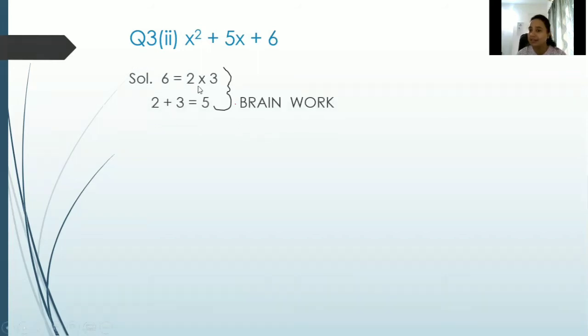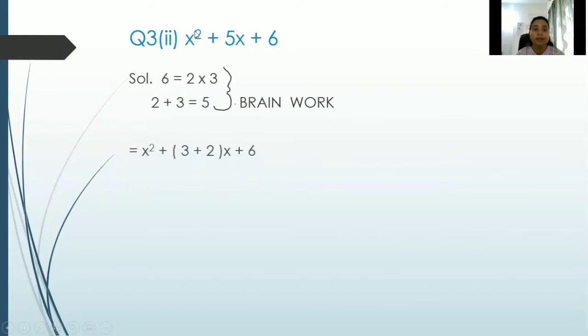6 can be easily written as 2 multiplied by 3. And if you apply addition in 2 and 3, you get 5. So how will we split 5? As 2 plus 3. This is our brain work, okay? You need not show it in your answer when you are solving your question. This should be done in your brain, okay?